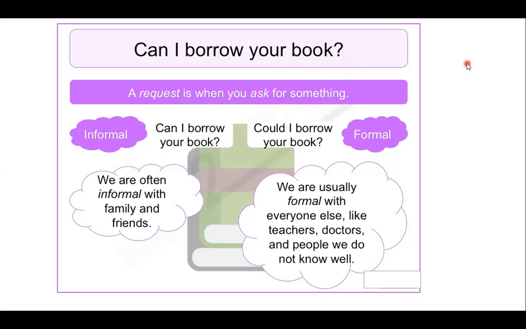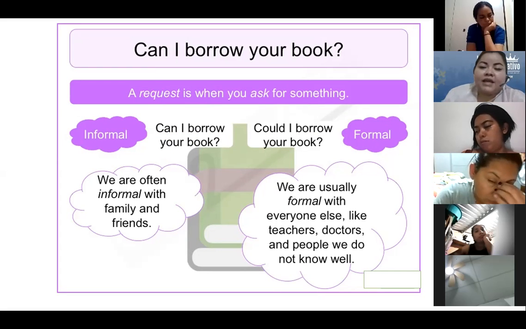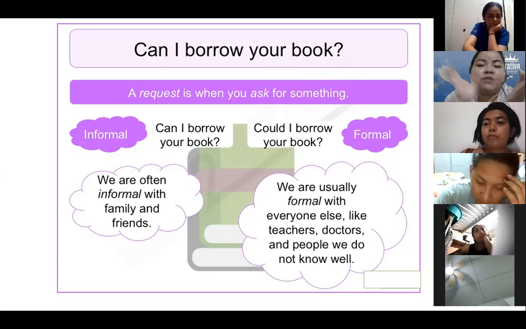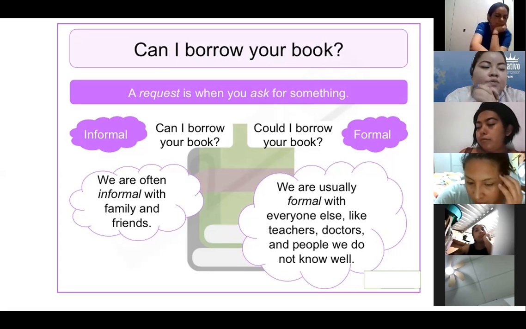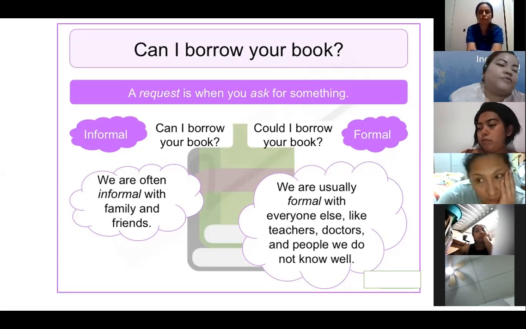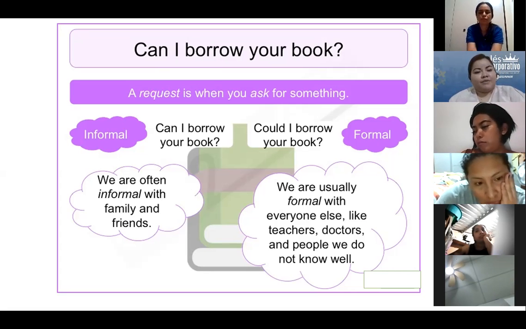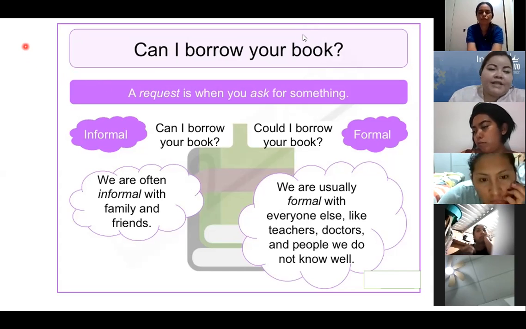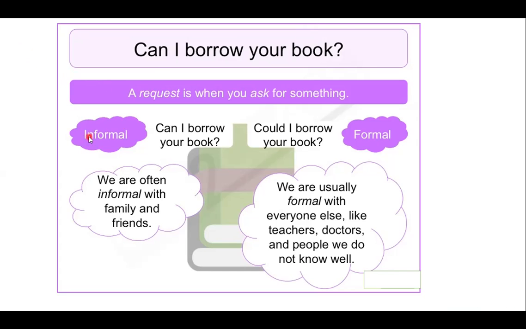Exactly, very good. Now, la única diferencia es que uno está con can y el otro está con could. Estamos haciendo el mismo request. Entonces, cuando utilizamos can, ya sabemos, ah, esto es informal. Could, ah, esto es formal. Eso es lo que nos debemos aprender. As simple as that, right? Fátima, can you please read the definition here for informal? We are often informal with family and friends. Very good.